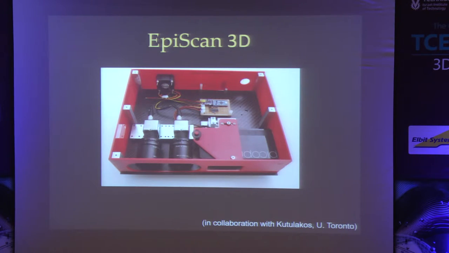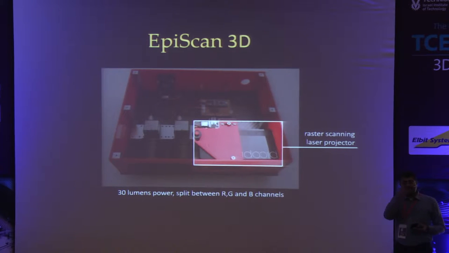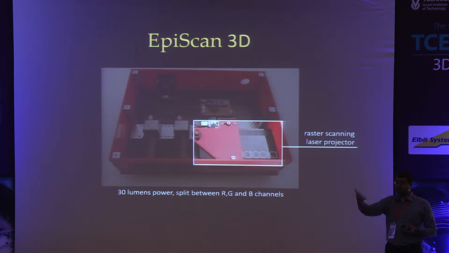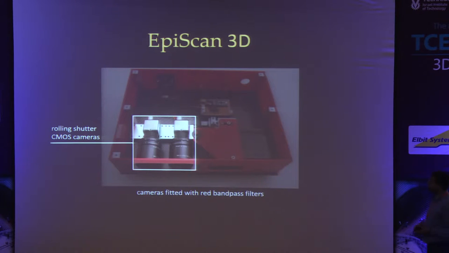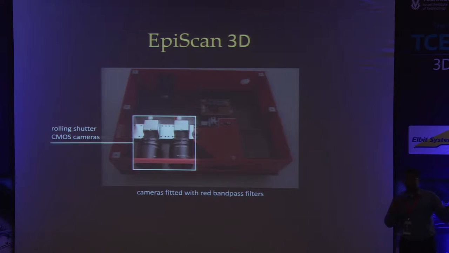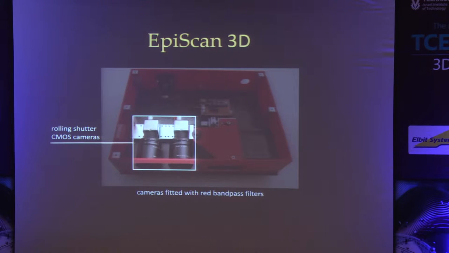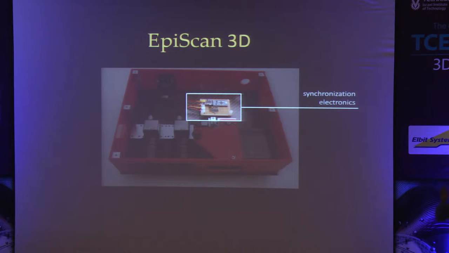The projector consists of a raster scanning laser projector, one of those pocket projectors that you can buy. It's very low power, for desktop presentations and so on. So you have a raster scanning laser that just projects images at 60 hertz. Now, the camera is again a very simple camera. It's a rolling shutter CMOS camera. You could have one or two, depending on whether you want to do structured light-based 3D reconstruction or active stereo and so on. And the magic really happens in this tiny board that we have created that controls these two devices.